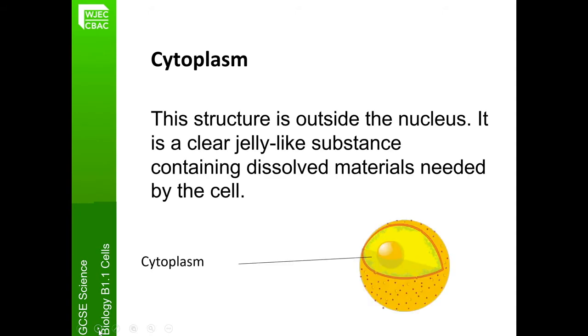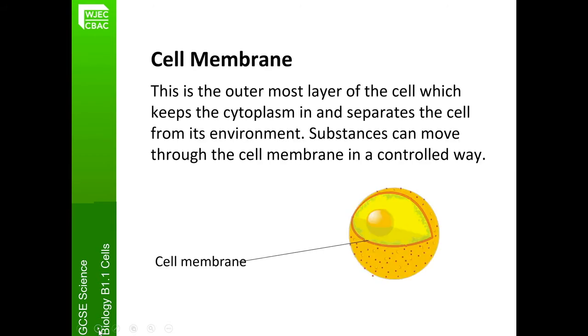Cytoplasm is the jelly-like substance that makes up the inside of the cell. It's where the chemical reactions happen in a cell. The cell membrane is the layer that goes around the outside of the cell. It separates the cell from its environment, and its very important job or function is to control what passes in and out of the cell.